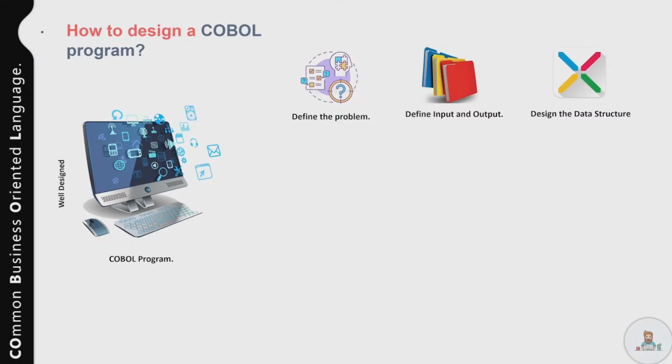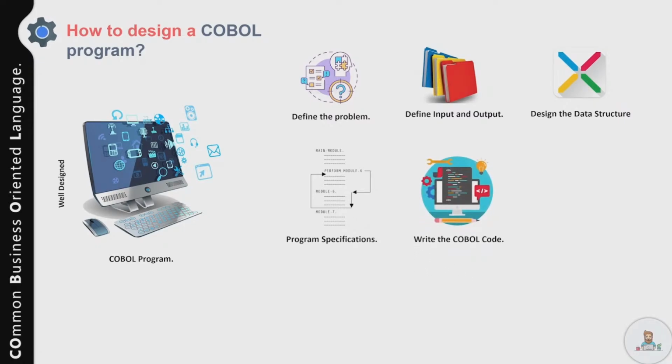The next step is to write the program specifications, which include the steps the program will take to solve the problem. The program specification should include the input and output of the program, the data structure used, the steps taken to process the data, the formulas and calculations that will be used in the COBOL program to achieve your requirements, and the conditions that must be met for the program to run correctly.